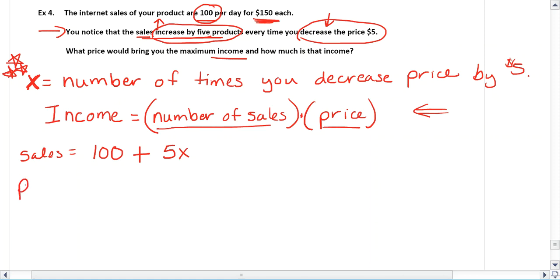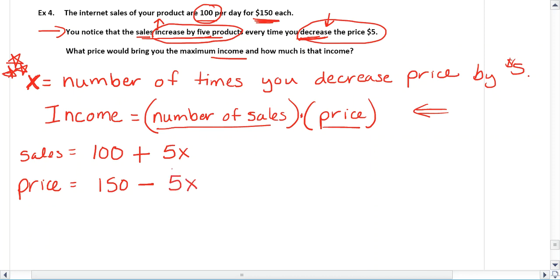The price, right now our price is $150, and we are going to be decreasing the price in the hopes that we're going to sell more. We don't think we're at that sweet spot yet. So we're going to subtract the price a few times by $5.